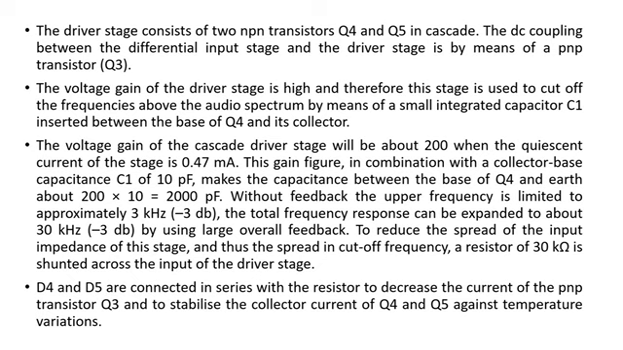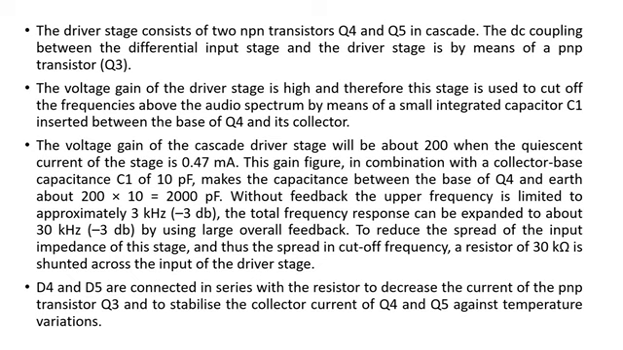The voltage gain of the driver stage is high, and therefore this stage is used to cut off the frequency above the audio spectrum by means of a small integrated capacitor C1, which has been inserted between the base of the transistor Q4 and its collector. So we are introducing a small capacitance between the base and the collector, so that the voltage gain of the driver stage will be maintained high. If there is any frequency outside the audio spectrum, it will get cut off. That is why we use a capacitance between the base of the transistor Q4 and the collector.